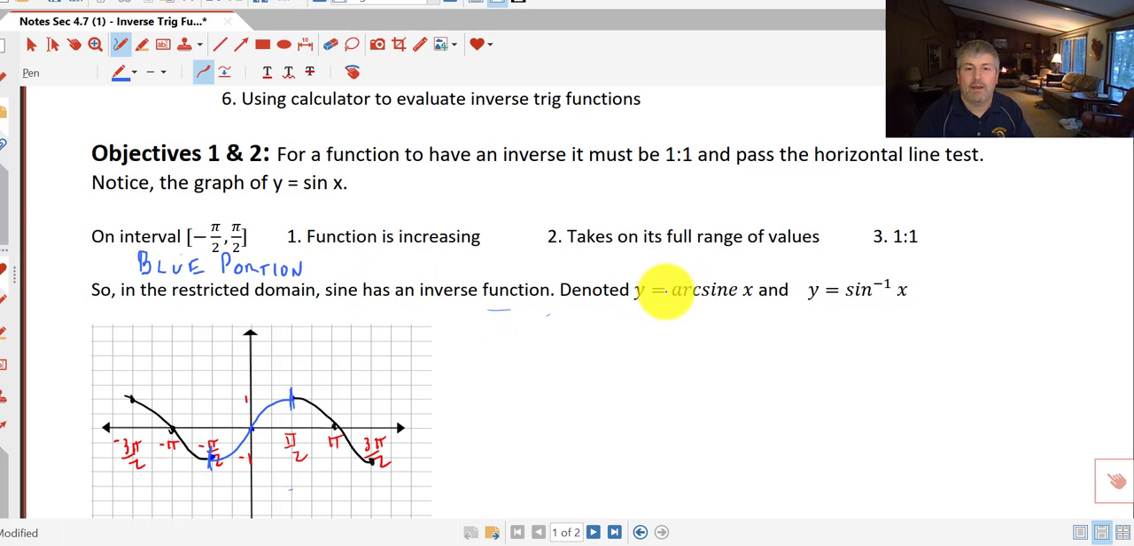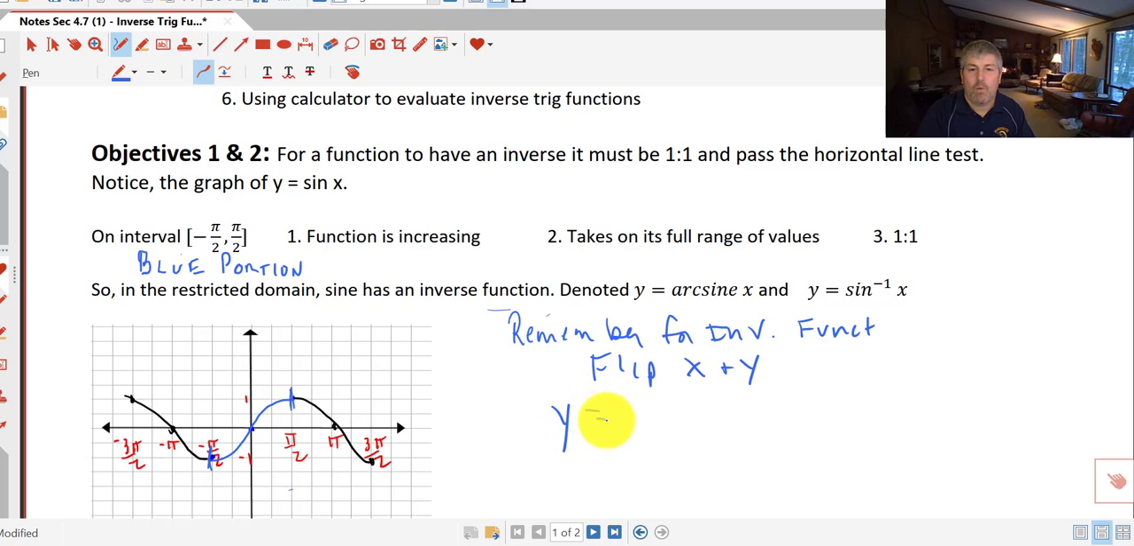And we denote that inverse function by saying y equals the arcsine of x, or y equals sine negative 1 of x. So that negative 1 isn't a reciprocal. It's saying it's the arcsine. Okay? So now remember, for an inverse function, we flip the x and the y. And I think I have that written in the notes below as well.